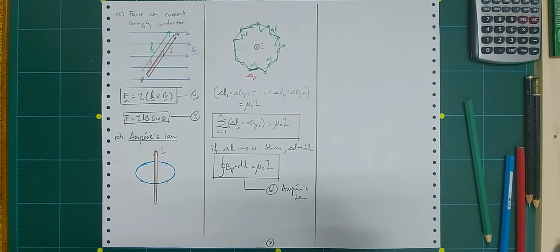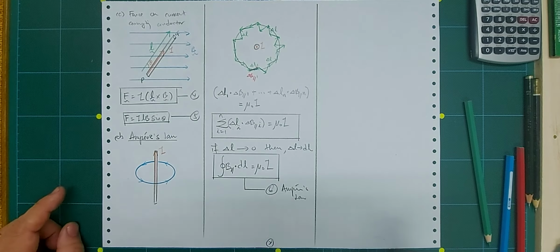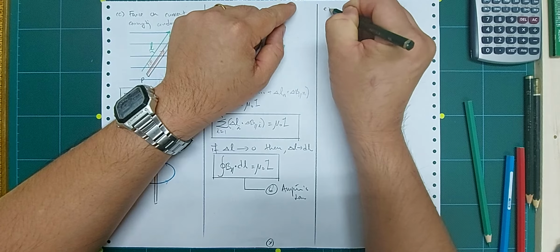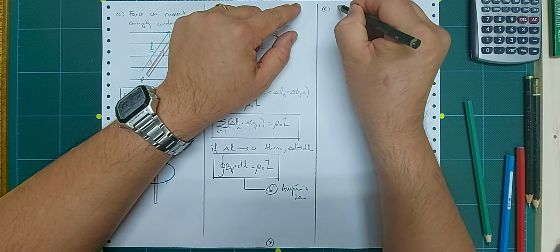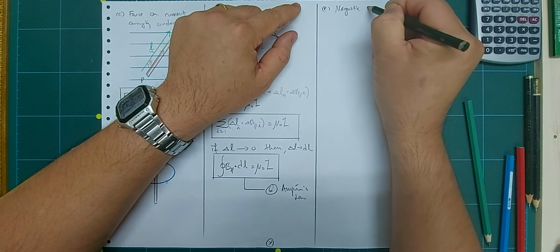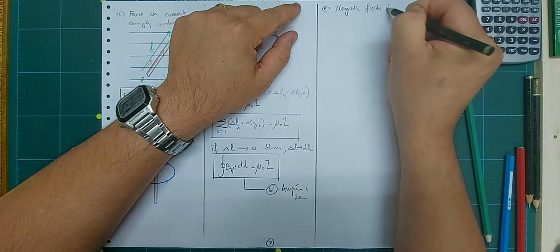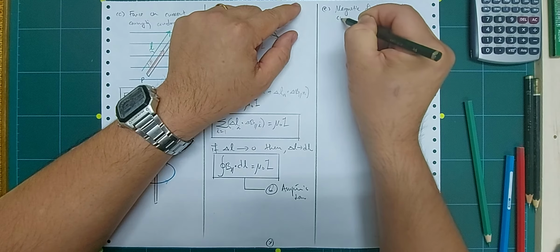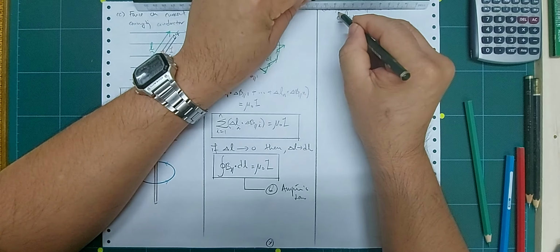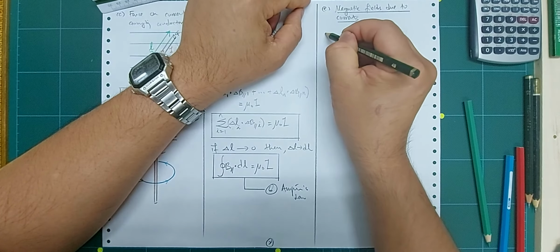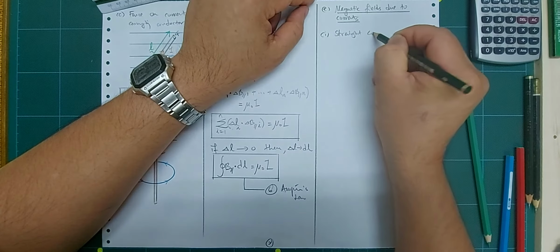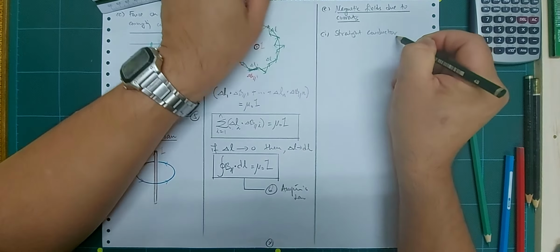So we go to the application, okay? Application, magnetic field due to current. So now we're going to use this one in number E. Magnetic field due to currents. Because of current, there is magnetic field existing. So our first one, straight conductor.